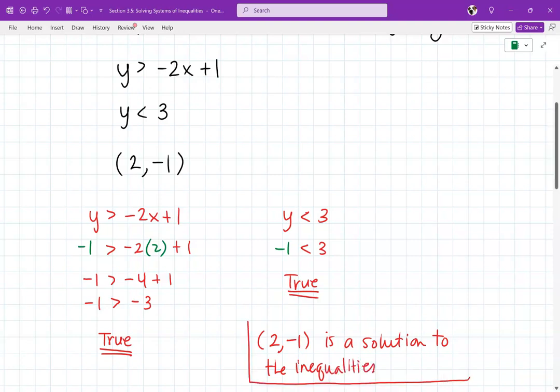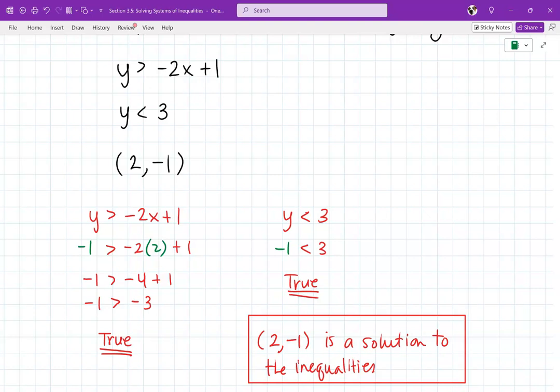So if you see a question like this on a test and they're asking you like, look, here's a system of inequalities. Is this point a solution? All you got to do is plug it in. If the first one comes out true, great. And the second one is true, then awesome. That means it is a solution. But if any one of them is false, then you say it's not a solution to both.